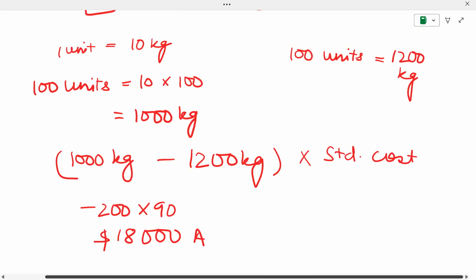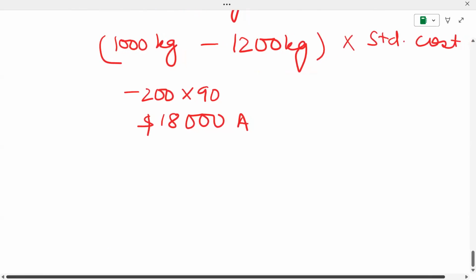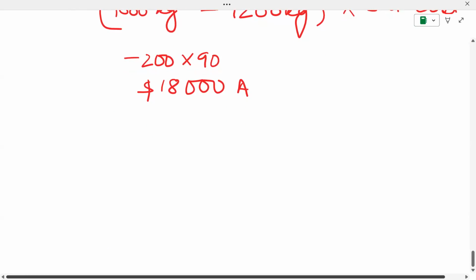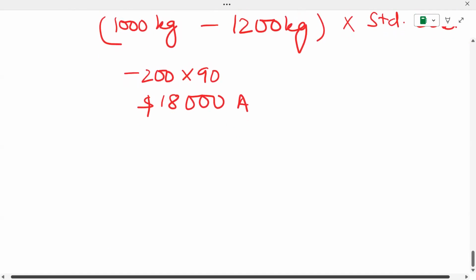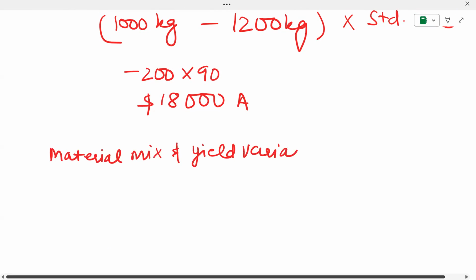That means I've overused the raw materials, and because of overusing raw materials, I have spent $18,000 more on the raw materials. Now I move on to what these variances can impact. So your material mix and yield variances can impact, first of all, the cost, definitely. Then it can also impact your quality.